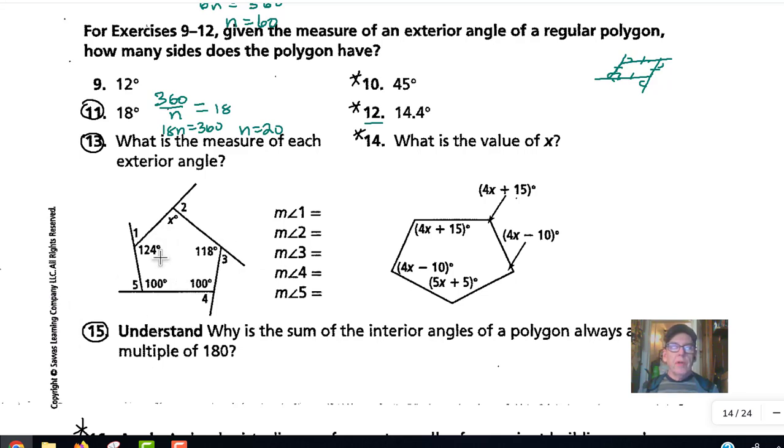So here we have a pentagon. These inside angles all need to add up to 540. So we can use that to find out what angle x is. And then these exterior angles are all going to be supplementary to the inside angles. So angle 5 is going to be an 80, 4 is also going to be an 80, angle 3 is going to be a 62, and angle 1 is going to be a 56.